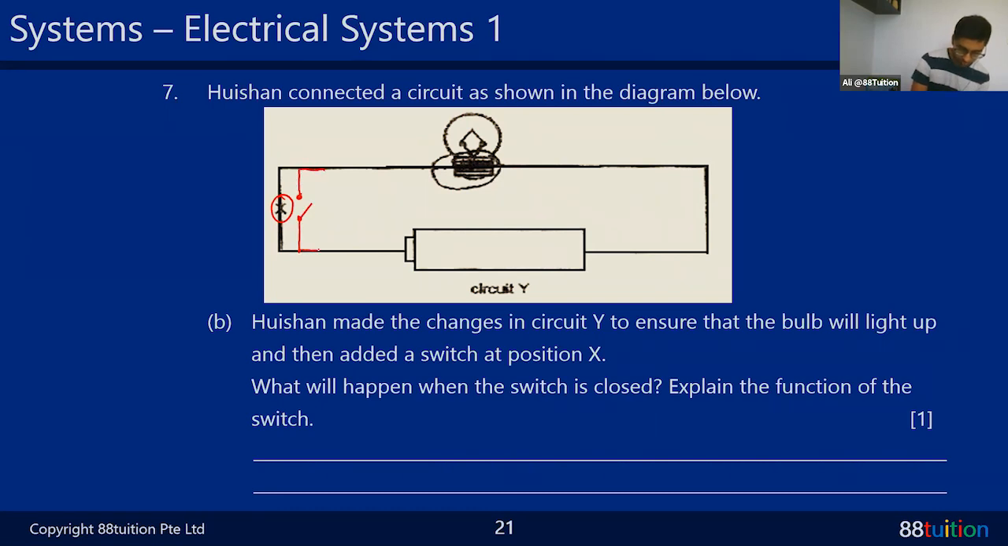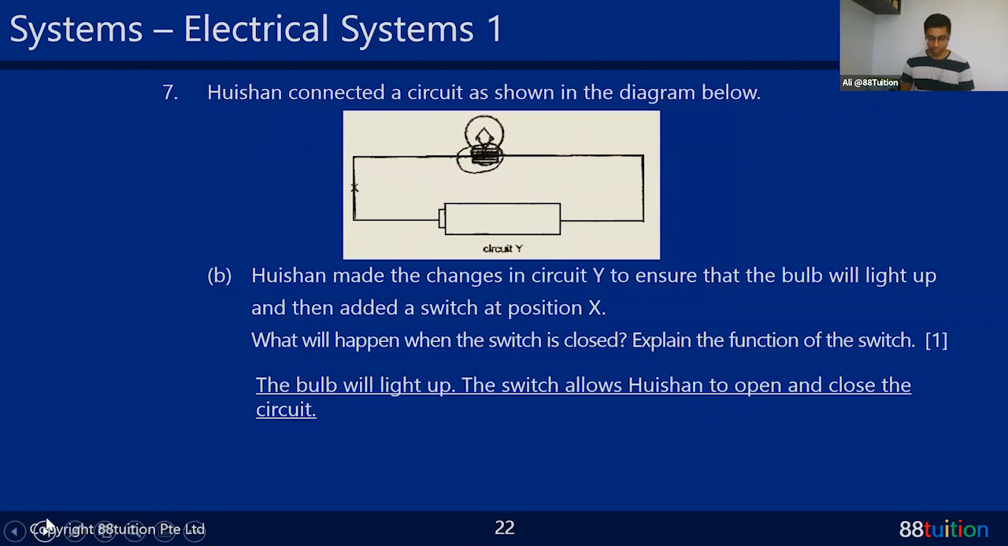Okay, maybe we can do that. Right? Okay. What will happen when the switch is closed? Explain the function of the switch. Oh, the bulb will light up. Okay, also he made the changes to ensure that the bulb will light up. He made the changes. That means he made this change also. Did he? So what will happen when the switch is closed? The bulb will light up. Okay, that's answer number 1.